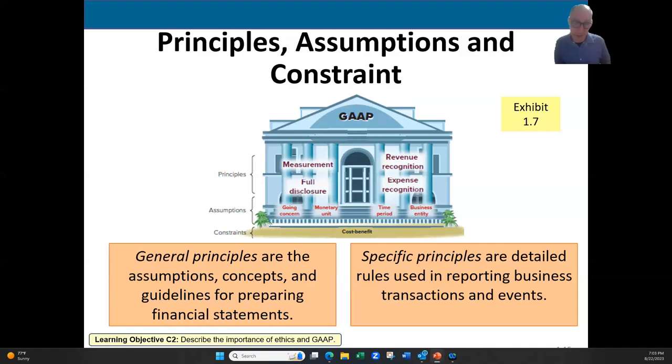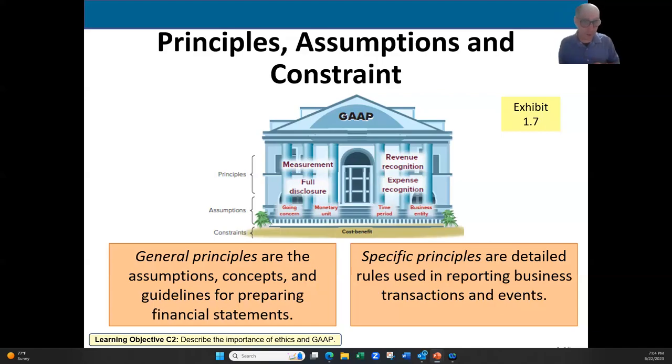And the business entity, what kind of business is it? Is it a sole proprietorship, partnership, C corporation, S corporation? Those are called business entities. It's the formation of the business. And the constraint around all of these principles is called the cost-benefit analysis. Whatever the cost is, there has to be a related benefit. That's what the constraint is.